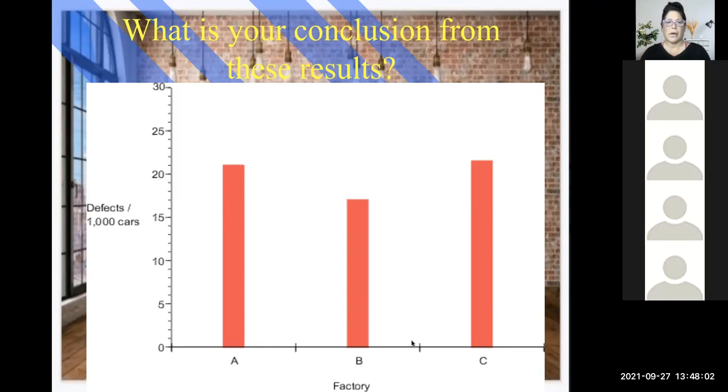So we have defects, right? And then we have factor A, B, and C. So we want to basically see which one is producing probably the most defects and the least amount of defects. It's just an easy way to compare, and part of the reason is because it's easy to visualize. You can see when something is taller than something else, or longer than something else.